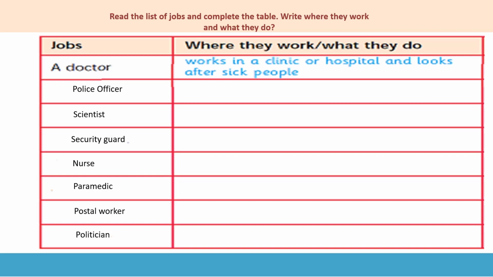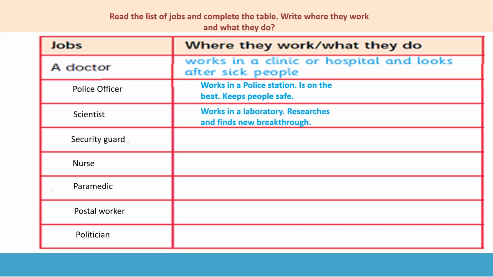Okay, let's check now. So the first one, police officer. A police officer works in a police station, is on the beat, and he keeps people safe. Okay, so maybe that's similar to your sentences, maybe it's different, but this is just an example sentence for you. So scientist, what does a scientist do? Where does a scientist work? What does a scientist do? Okay, so a scientist works in a laboratory and he researches and finds new breakthroughs.